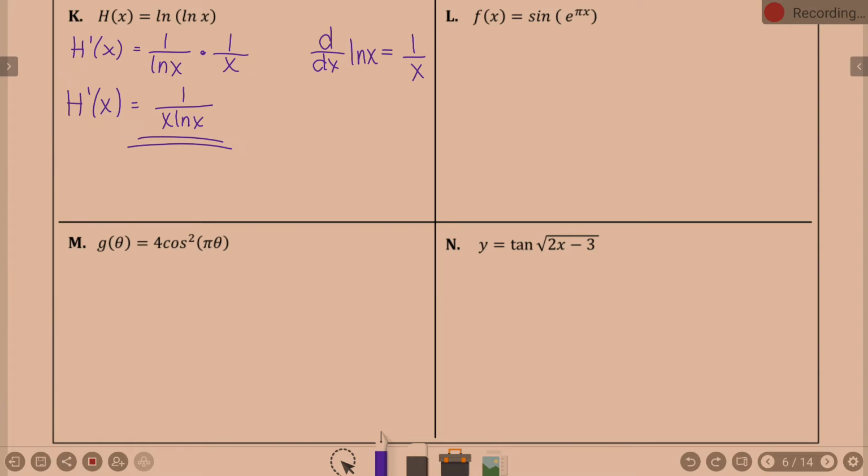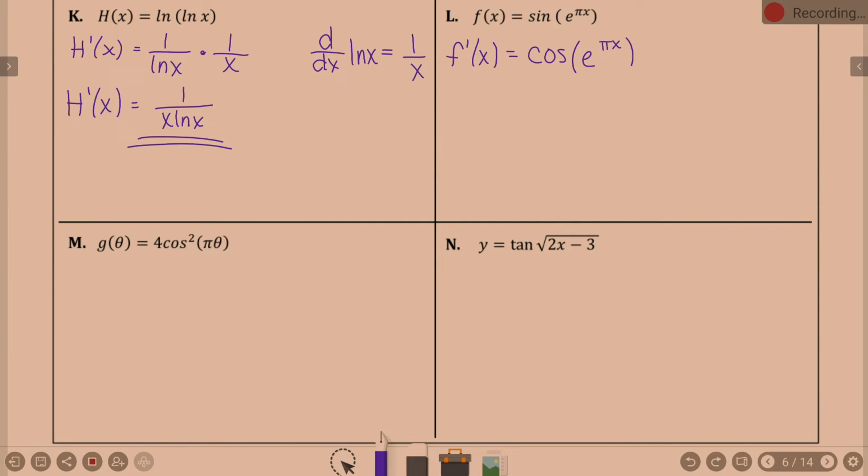F of x is sine of e to the pi x. So what's your first question? What is my outside function? Sine. So what is the derivative of sine of something? Cosine of something. When I say something, we're keeping the inside the same.